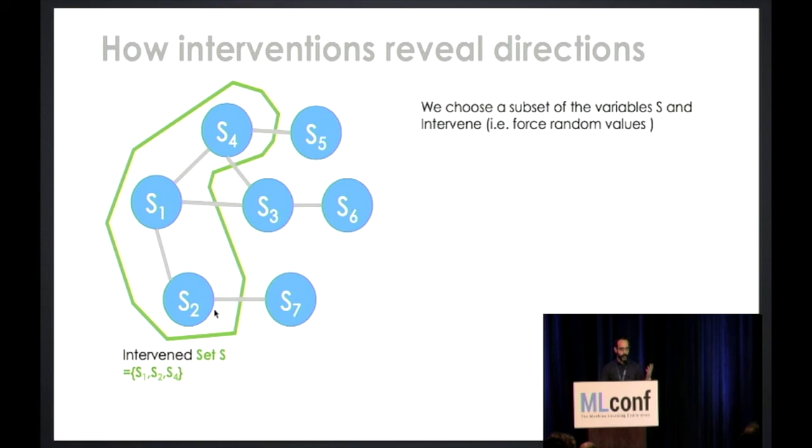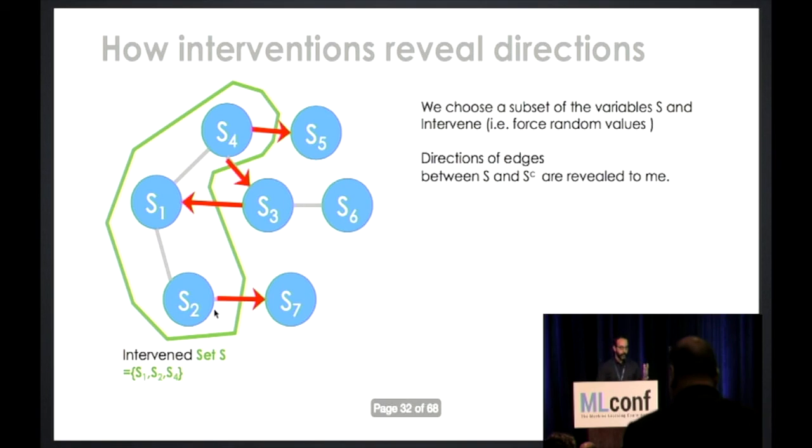Which directions do you learn? Basically, you are going to learn the directions of the edges on the skeleton graph that connect the set you're intervening on with its complement. So you're learning every edge that crosses from intervened variables to non-intervened variables. That's a simple way of thinking about how interventions reveal causal directions to you.